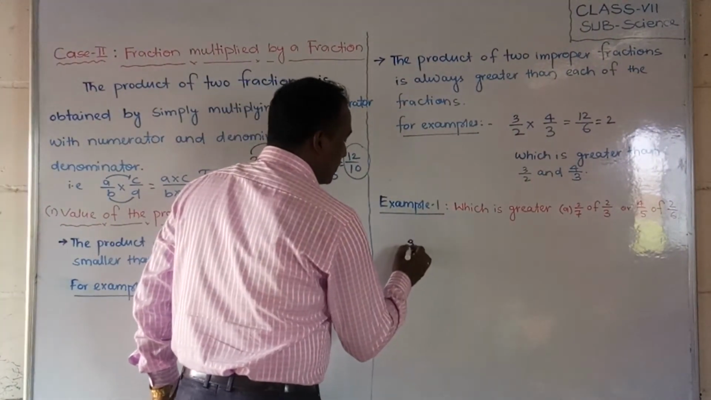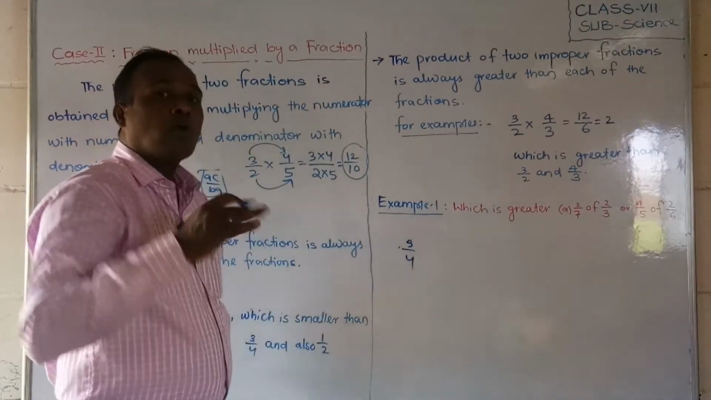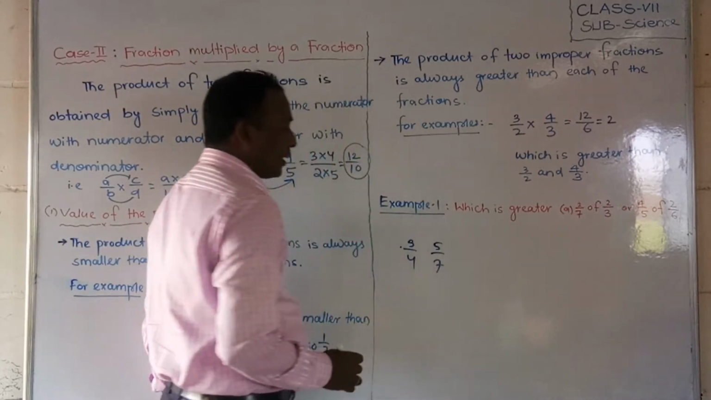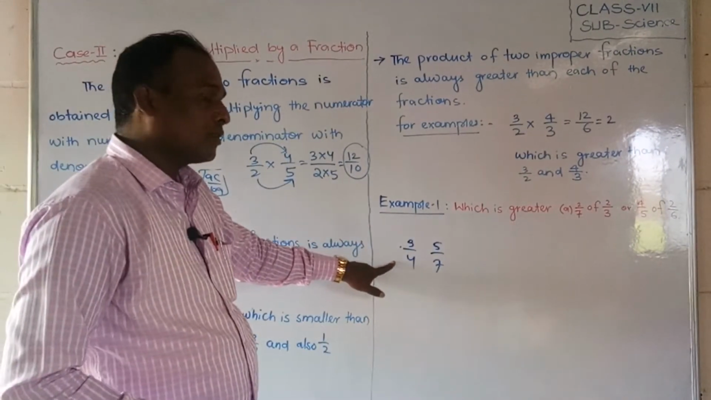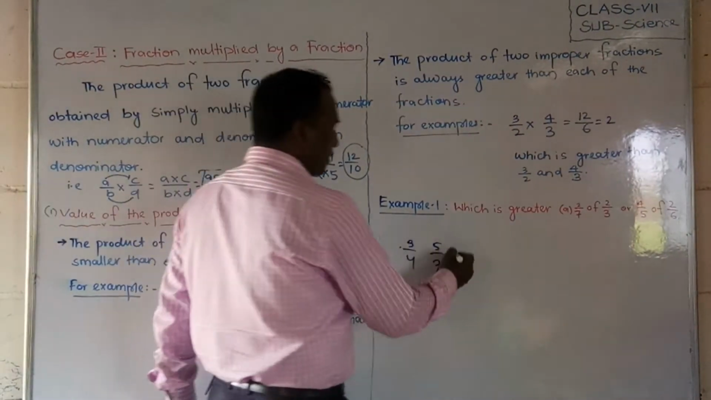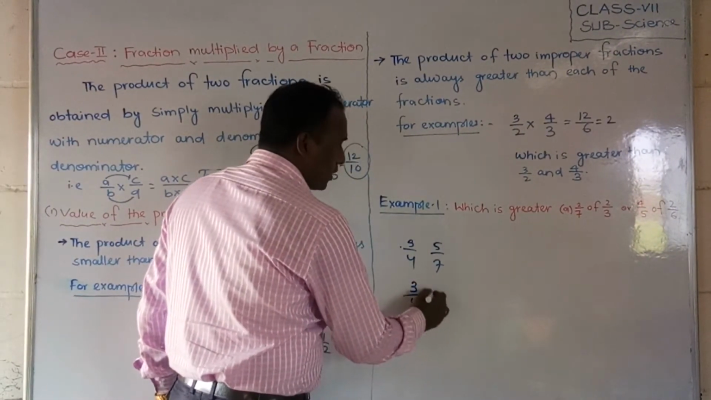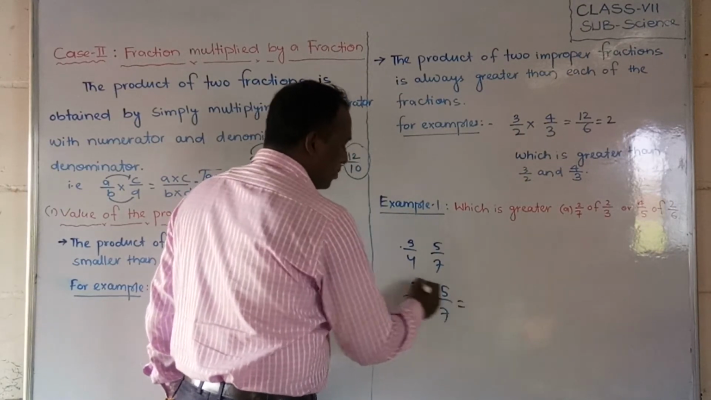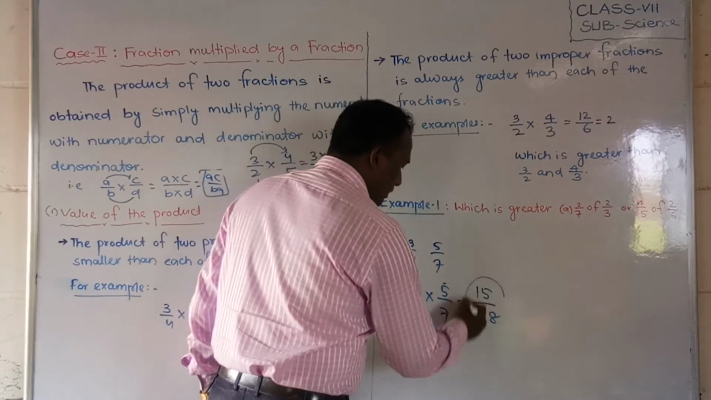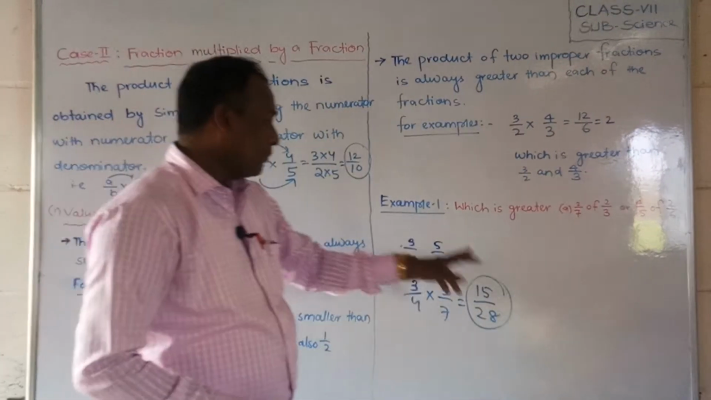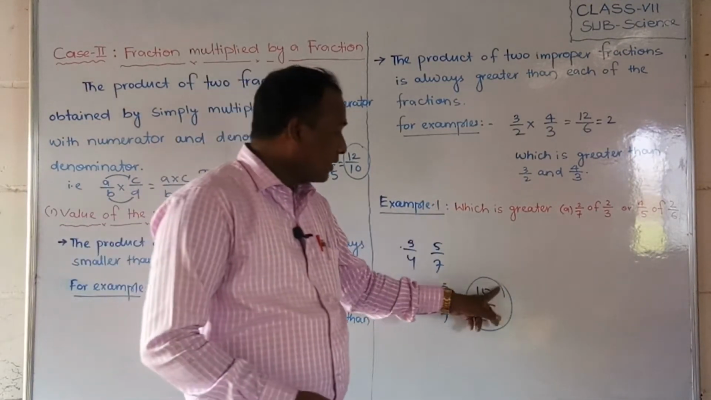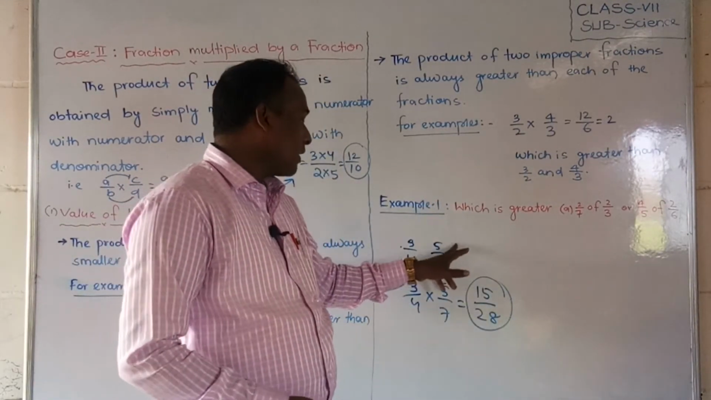Suppose I write 3 by 4, it is a proper fraction. One more example we can take, that is 5 by 7. So 3 by 4 is a proper fraction and 5 by 7 is another proper fraction. If you multiply, what will we get? 3 by 4 into 5 by 7 is equal to how much? 3 fives are 15 and 4 sevens are 28. So remember, students, this 15 by 28 is smaller than 3 by 4. This 15 by 28 is also smaller than 5 by 7.